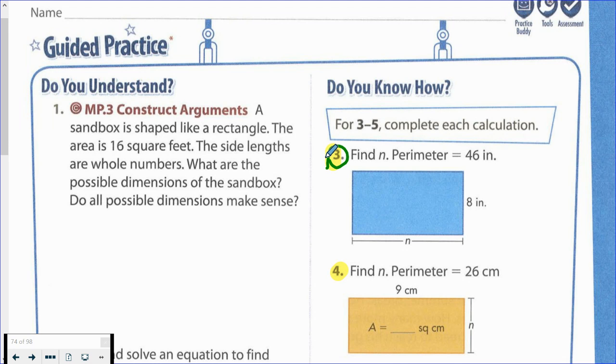So number 3, we're given a rectangle. It says find n. The perimeter equals 46 inches. Okay, so find n. N is the length of this bottom side, also known as the width. Okay, we're being asked to find the width of the rectangle. We know the height of the rectangle, or the length, is 8 inches. We know the perimeter. Okay, so scrap paper. We're working on problem number 3.